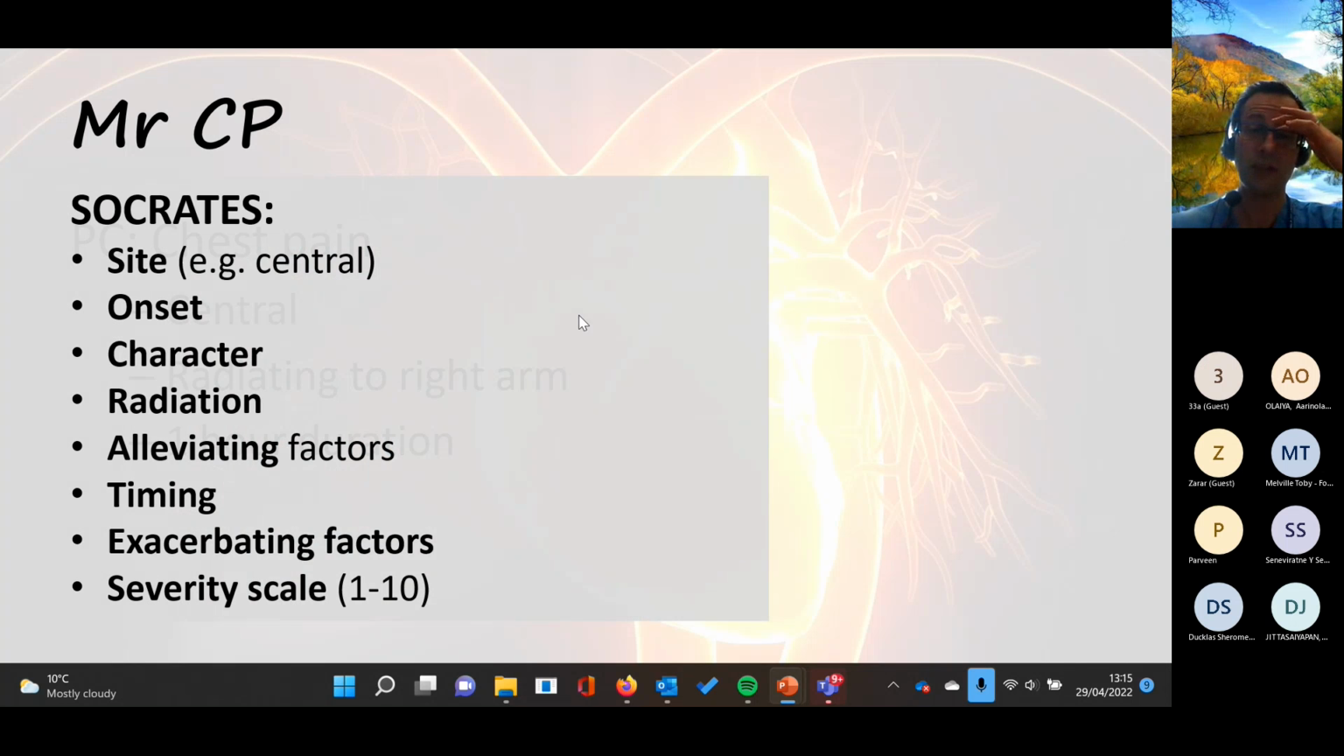We go through Socrates, so that's site. Is it central? So central is a useful feature. If it's on the left side, it's much less likely to be cardiac pain, more likely to be musculoskeletal. The rate of onset: what would we worry about if the pain came on very suddenly? What characteristically causes very sudden onset chest pain radiating to the back? Yeah, aortic dissection. So that would be near instant terrible chest pain, as opposed to pain coming on over a minute or so, which might be very, very severe, but comes on slightly more gradually.